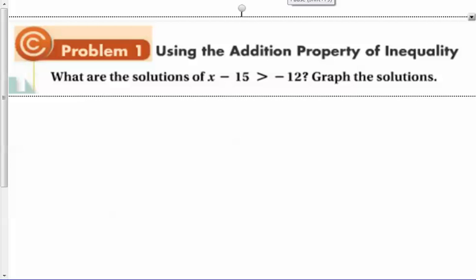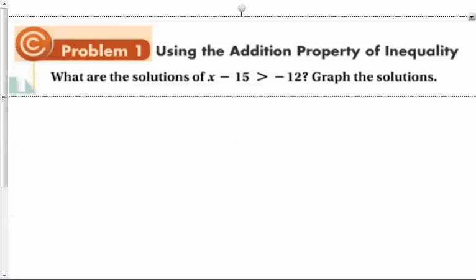Okay, the first thing I want to talk about is the addition property of inequalities for this second section. It's identical to the equality practices, and it's basically saying this: for the most part, if I add or subtract anything to an inequality, I have to add or subtract that same anything to both sides. It keeps the balance. So what are solutions of x minus 5 is greater than negative 12?